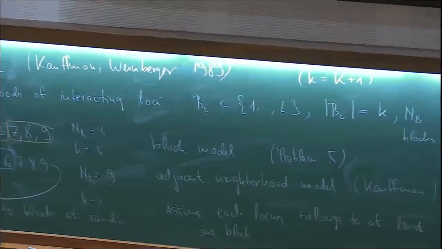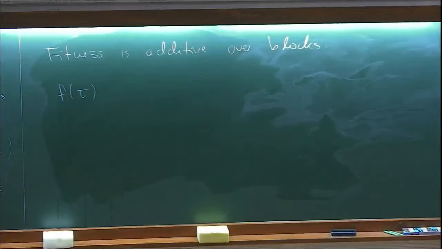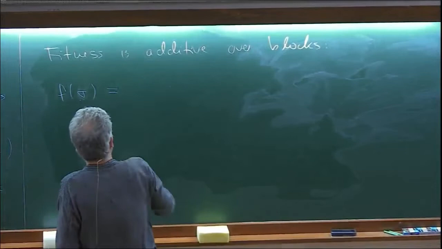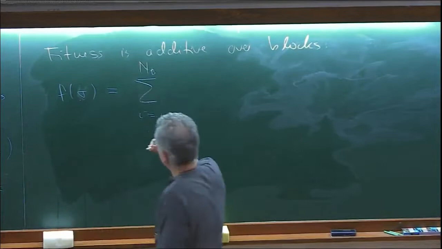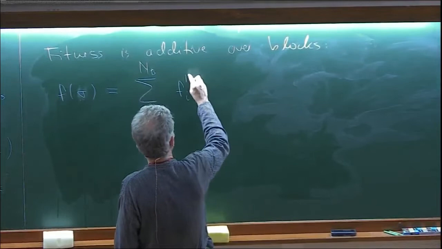So what does this mean? So I'm going to write the fitness. So this is now a fitness of our sequence, or I guess I'm going to use sigma here, maybe. Yeah, let me use sigma. So it's a sum over the blocks. And each entry is a fitness landscape defined on one block. And here, for these fitness landscapes of the blocks, I'm again going to make my maximally random assumption. So I'm going to say this is a house of cards landscape. So this is f_i, and I put an HOC, so this is just a random variable.